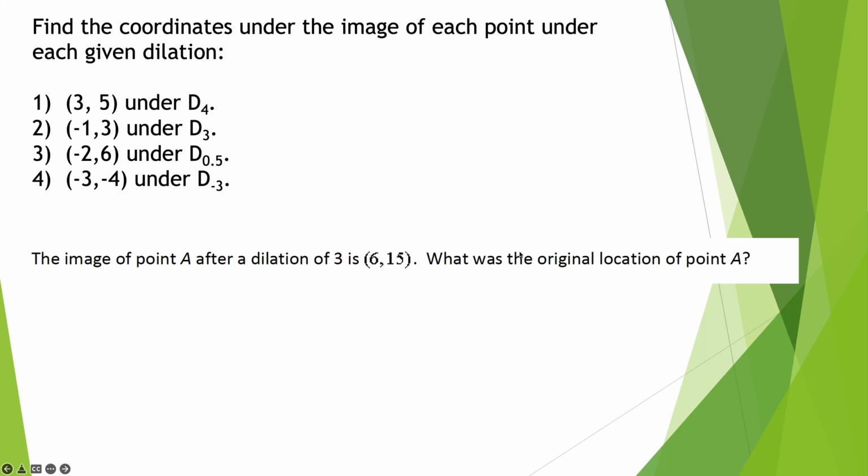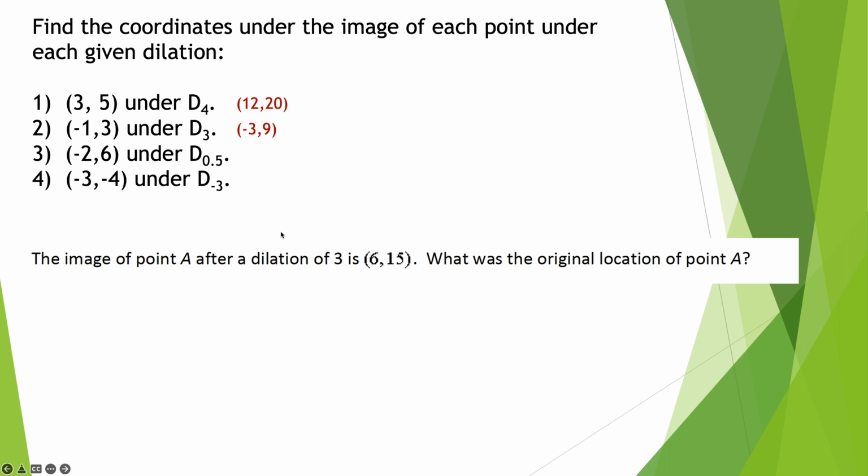Okay, let's find the image points of each of these. Go ahead. Do them one at a time. Okay, first one. 3, 5 under the dilation of 4, so we're going to multiply by 4, and I get 12, 20, right? 3 times 4 is 12, 5 times 4 is 20. Okay, try the next one. Yep, we're going to get negative 3, 9, right? Because negative 1 times 3 is negative 3, and 3 times 3 is 9.